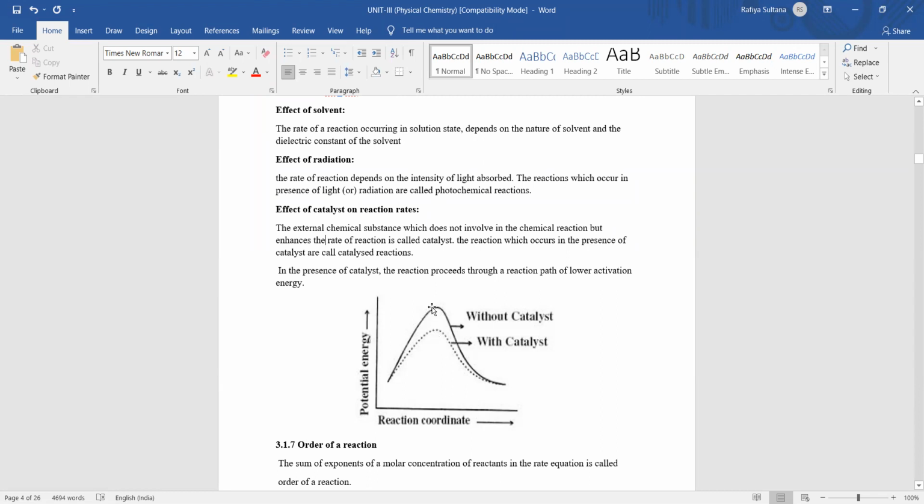Since activation energy is less here, this is known as the energy difference with these reactant molecules, and the minimum amount of energy that is required for a reactant molecule to enter into the reaction is known as activation energy. So every reactant molecule should have that much activation energy to enter into the reaction and form products. So in the presence of catalyst, this is the dotted line you can see.